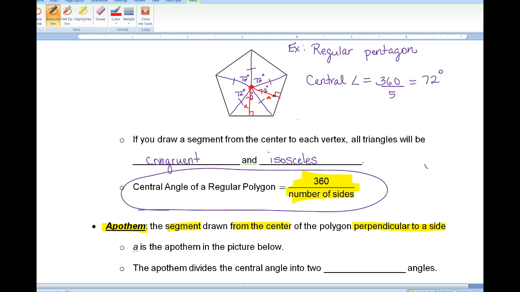Now, what happens when we draw the apothem within one of those isosceles triangles? What's going to happen to that central angle? 45, 45, 90. I don't know where we're getting those numbers. Hold on, slow down. Before you call out, you have to think before calling out those answers. This is what you guys need to work on. Maybe we'll even raise our hand this time.